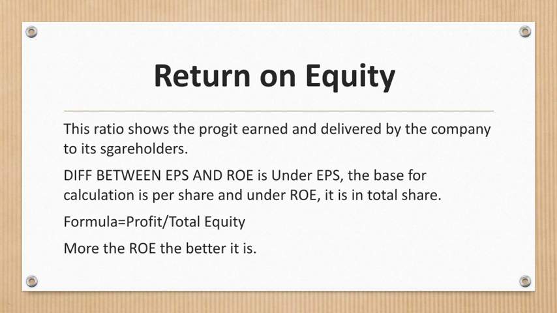Then return on equity, ROE. This ratio shows the profit which is earned by the company and delivered to its shareholders. The difference between EPS and ROE is that under EPS the base for calculation is per share, and under ROE it is total equity. The formula is profit by total equity. The higher the ROE, the better it is, because the return you are getting is more.